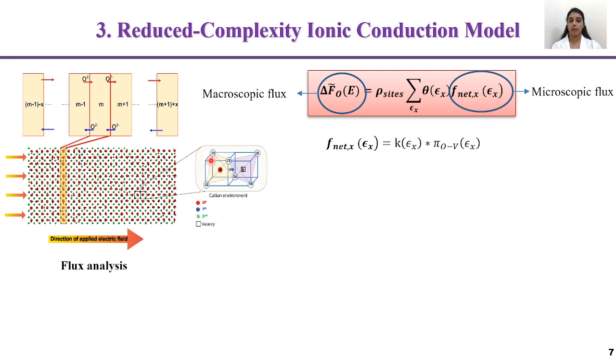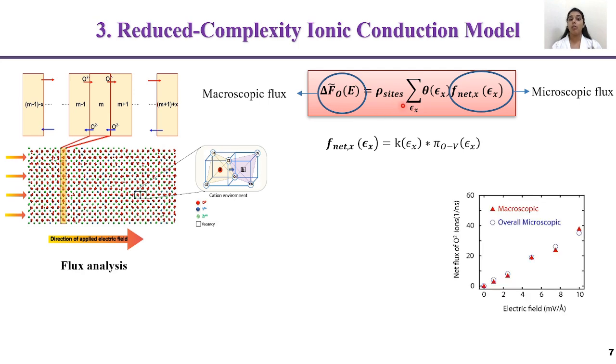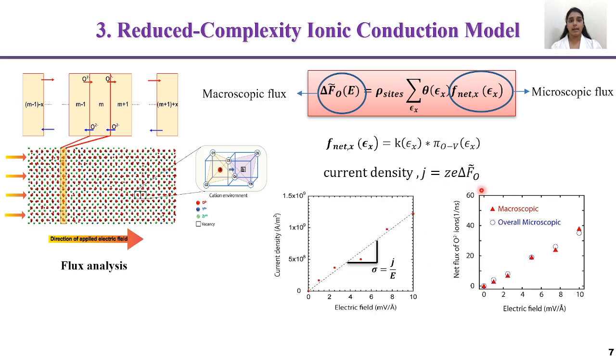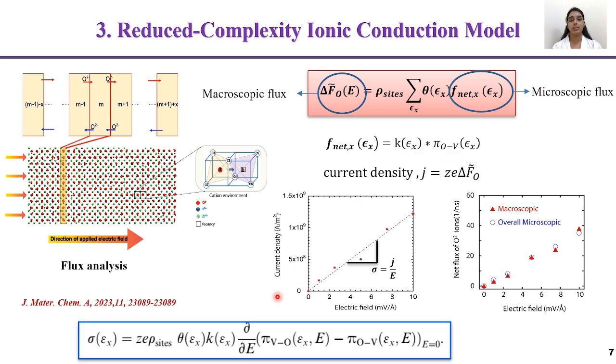measures the microscopic flux and macroscopic flux of oxide ions separately. The macroscopic flux turns out to be the overall sum of microscopic fluxes from the local environments. By measuring the oxide ion current density and plotting it against the electric field, we can directly obtain the ionic conductivity. This ionic conductivity can be simplified into an equation that incorporates microscopic quantities such as hopping rates and the probabilities of oxygen vacancy pairs in the local environments, as shown in this equation. The direct connection between atomic scale migration factors and macroscopic ionic conductivity enhances our ability to predict material performance.